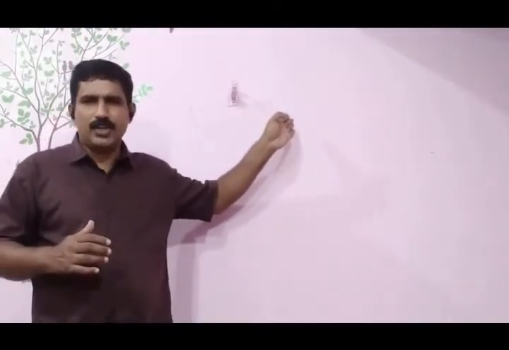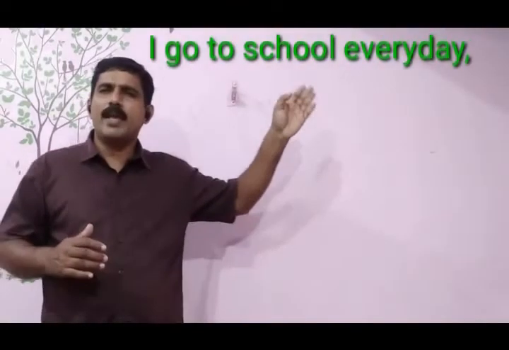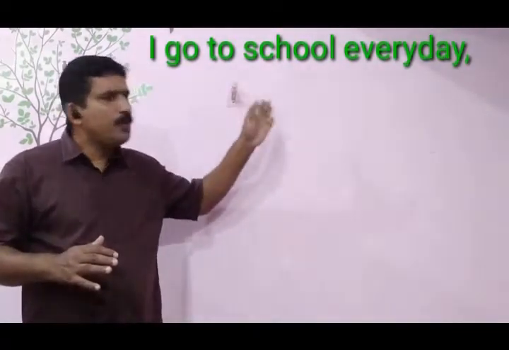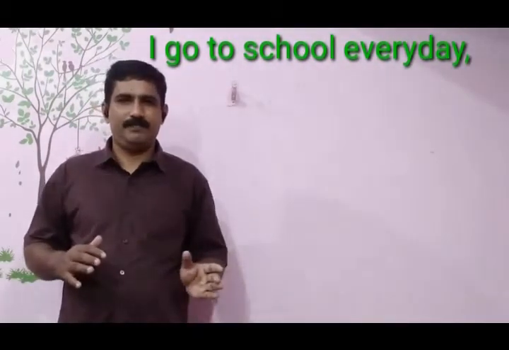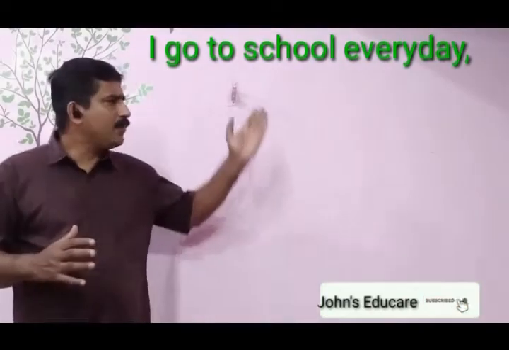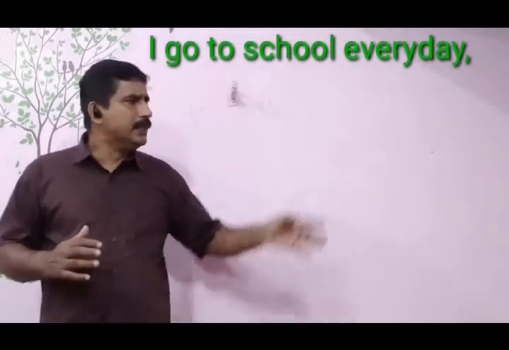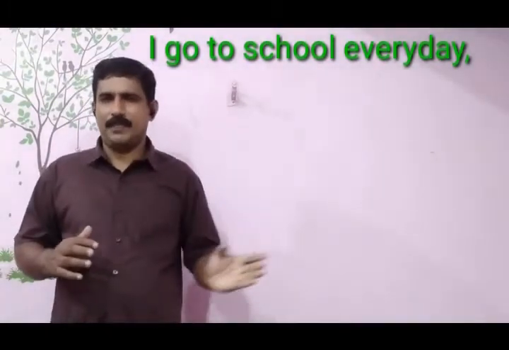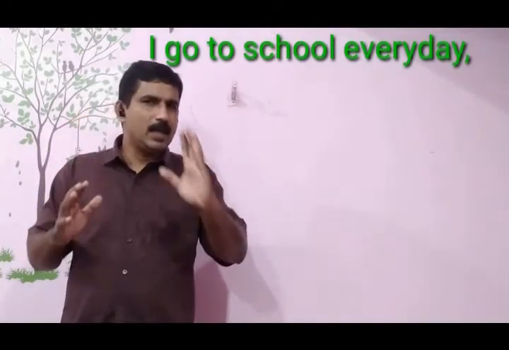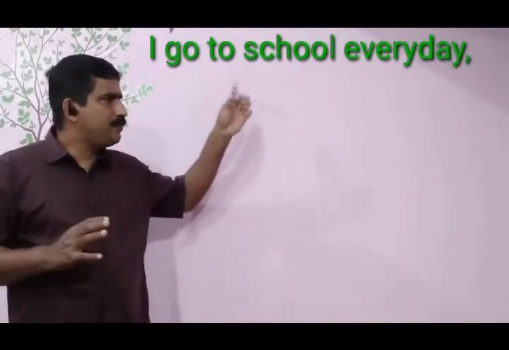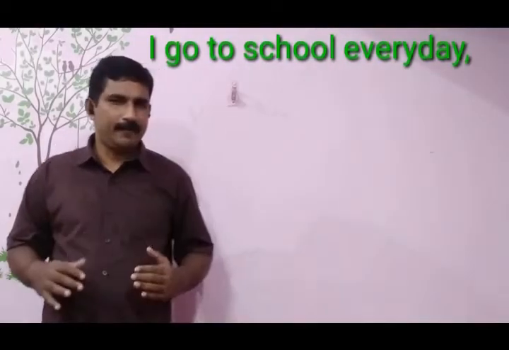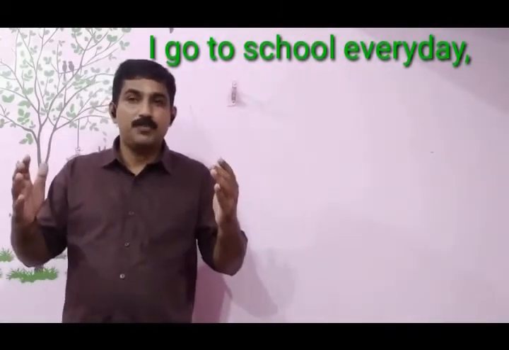Again, there is a sentence here. I go to school every day. Here you cannot see any auxiliary verb. Normally, in every sentence we can have the auxiliary verb. And here we cannot see it directly, but it is there. This sentence is a simple present tense. And in simple present tense, the auxiliary verbs are do and does. Here the subject is I, so do is the auxiliary verb. I go to school every day. It is a positive sentence. So the question tag must be don't I.